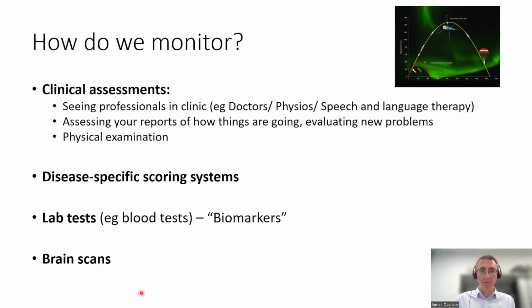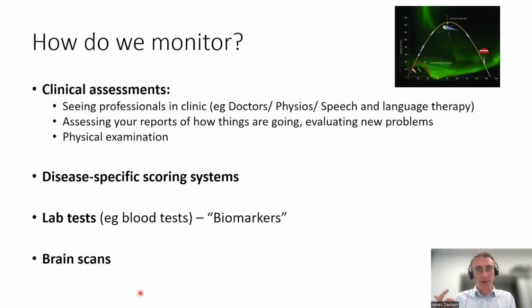For some conditions, there might be lab tests, blood tests or urine samples that can be helpful in monitoring whether a condition is getting worse or stable. And in those tests, we look for things that are called biomarkers, so things that we can measure that are going to help us monitor the condition. And for some disorders, that can be important. And then for conditions like the leukodystrophies, where the brain is particularly affected, brain scans, MRI scans, are an important part of how we monitor that. And we'll look at that in more detail in a moment.